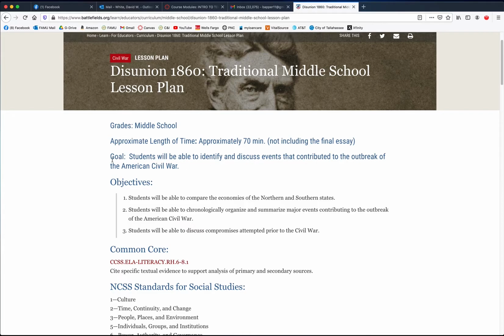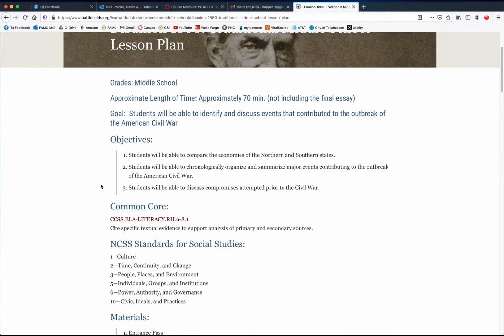Okay, that is not a goal. That is an objective because they have these key words in here, these action verbs: identify and discuss. Those can be measured. We can grade that. So this is really not a good goal. A good goal is going to be a basic statement: students will understand this, whatever. Students will understand about the events that contributed to the outbreak of the Civil War.